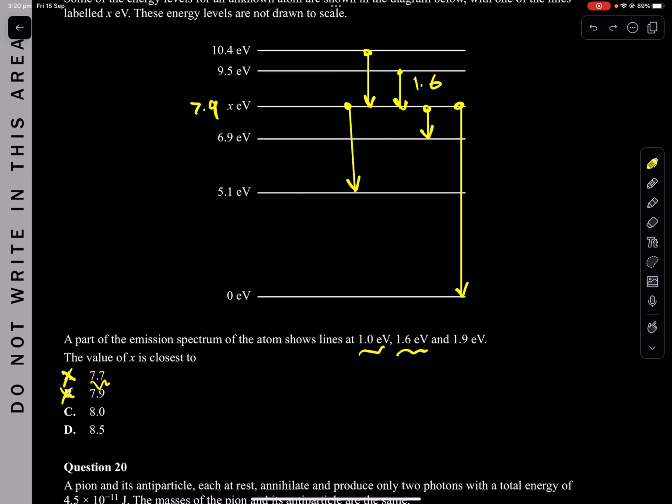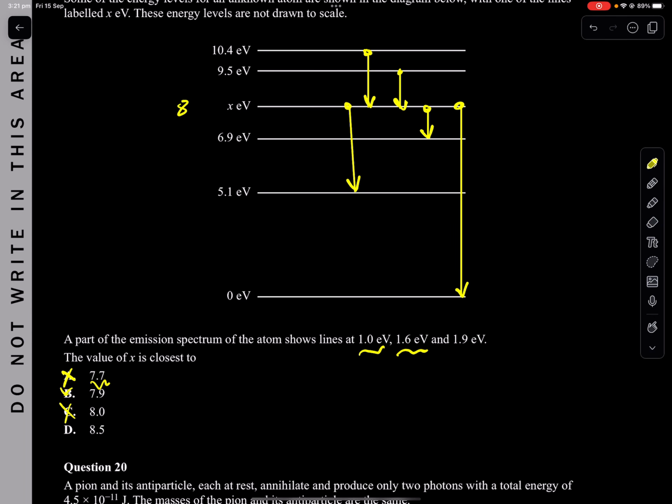What about 8? So we're saying 10.4 minus 8. 2.4, nope. 9.5 minus 8 is 1.5, nope. 8 minus 6.9 is 1.1, nope. Yeah, it's not 8. Let's try C.